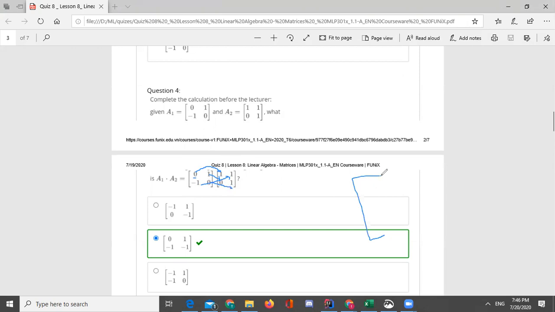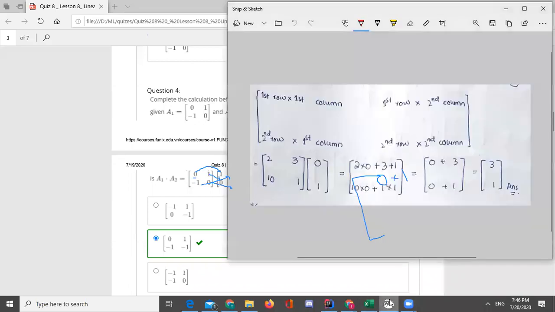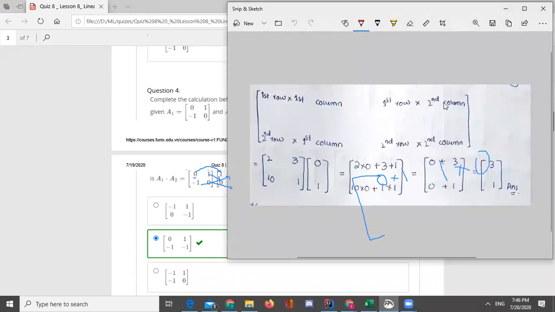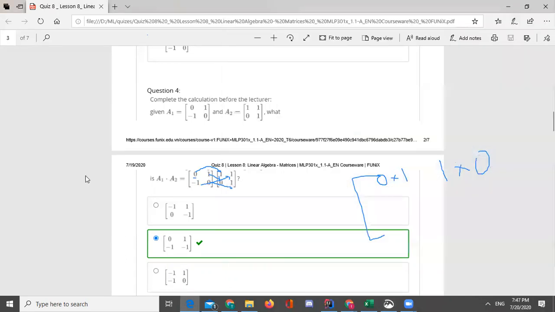So it would be 0 times 1 and, no, there's no plus, right? First row with the second column. No, you only multiply one element. Yeah, no, right? Because your formula is first row with first column. First row multiply by first column and then first row multiply by second column. Yes, this is exactly what I do.